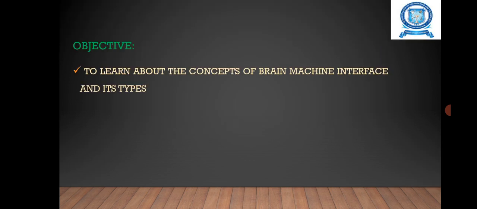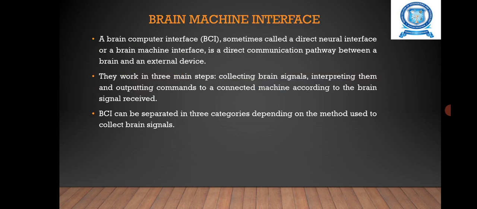Objective: to learn about the concepts of brain machine interface and its types. A brain machine interface, sometimes called a direct neural interface, is a direct communication pathway between a brain and an external device. Here, BCI is often aimed at assisting, augmenting, or repairing human cognitive or sensory-motor functions.